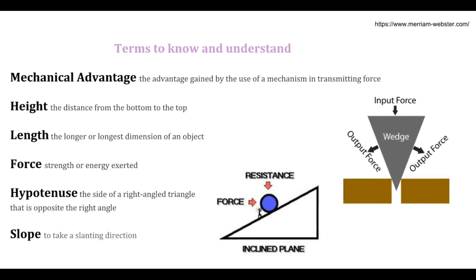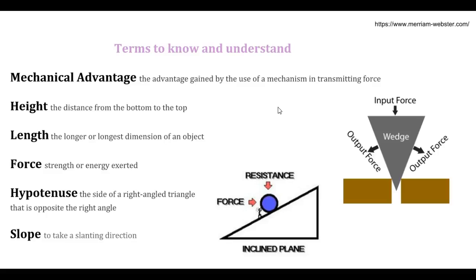Terms to know and understand. Mechanical advantage: the advantage gained by the use of a mechanism in transmitting force. Height: the distance from bottom to top. Length: the longer or longest dimension of an object. Force: strength or energy exerted.